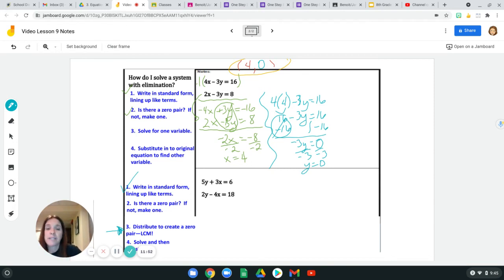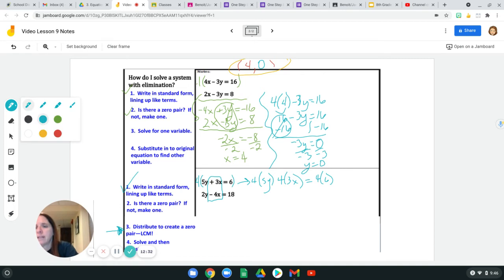Now, I'm going to choose the x's because the x's already have one positive and one negative. Okay, so that will make a 0 pair when I find whatever the LCM is between 4 and 3. And the least common multiple between 4 and 3 is 12. So to get this to be a positive 12x on the top equation, I've got to multiply that entire linear equation by 4. So I'm doing 4 times 5y, 4 times 3x, and 4 times 6.